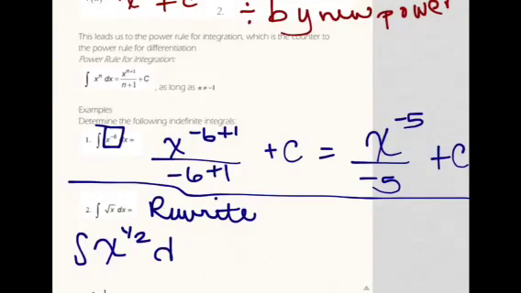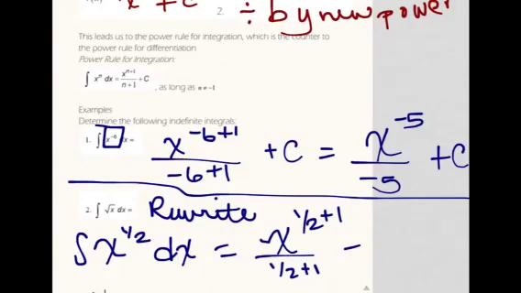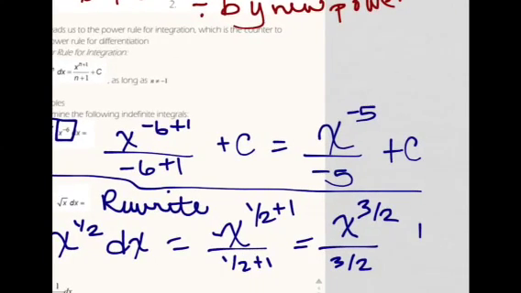is x to the 1/2. Find the antiderivative of this by adding 1 to the power and dividing by the new power. 1/2 plus 1. I hope you recognize by now that this is x to the 3/2 over 3 over 2. I'm pretty much out of space. Plus c.